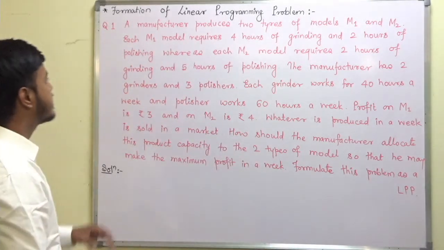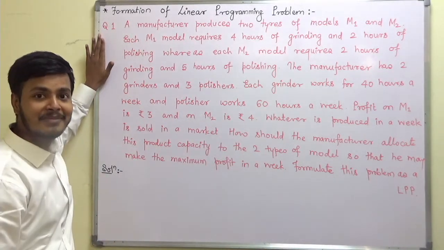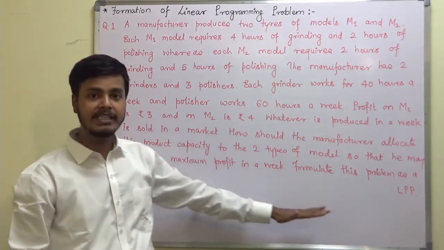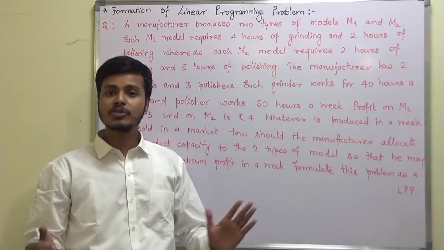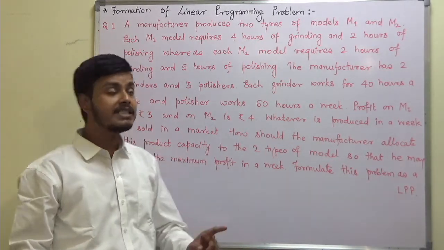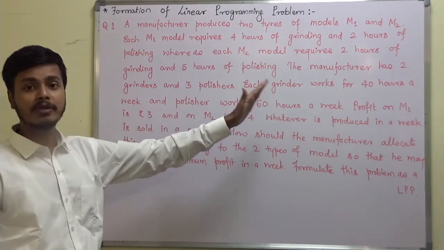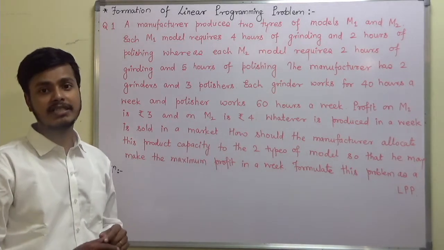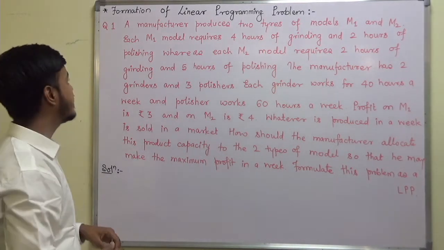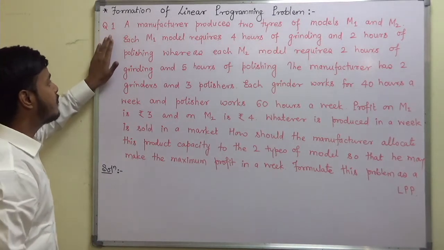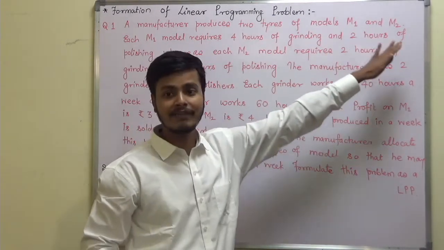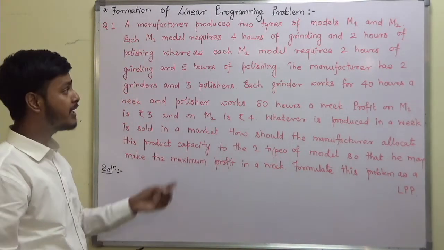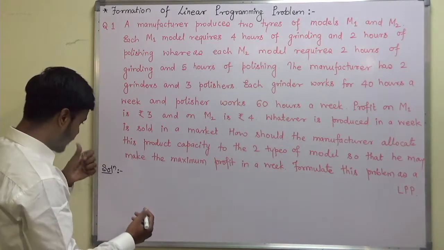Don't bother about this lengthy problem. Although the problem is very lengthy, the solution is going to be a little bit simple. The only thing is you need to read the problem nicely and understand what is given here. So what does this problem say? A manufacturer produces two types of models, M1 and M2. I suggest that before you formulate the given problem, you draw the table if possible.